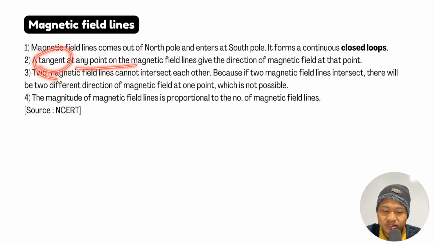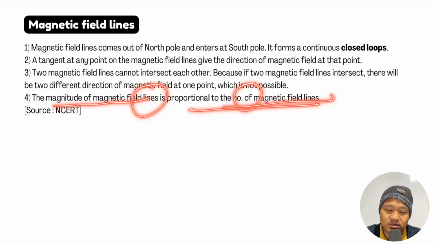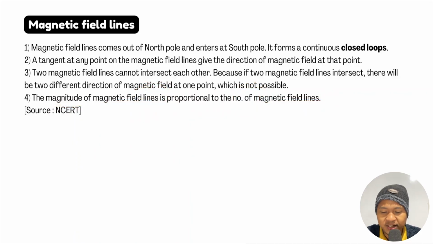So the tangent at any point gives the direction of the magnetic field at that point. Two lines cannot intersect, as if they intersect there will be two different directions at one point, at the point of intersection. The magnitude of the field is proportional to the number of magnetic field lines. So all these are the same. Here too magnetic field lines always exist in a closed loop.